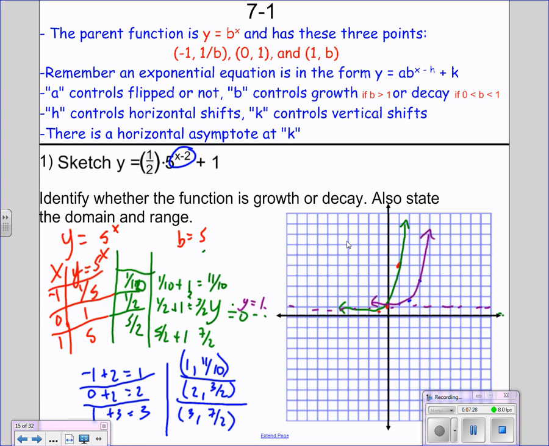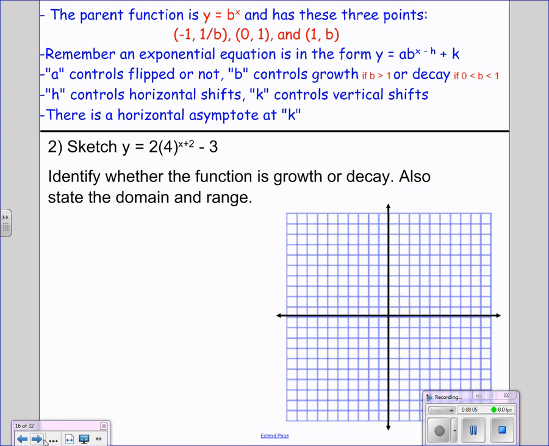So this is a growth function because b is greater than 1. The domain is all real numbers. The range is y is greater than 1. In other words, all y values that are larger than 1. That's an easy way to write the range. There are others, but this is easier. Please try and do this one on your own.